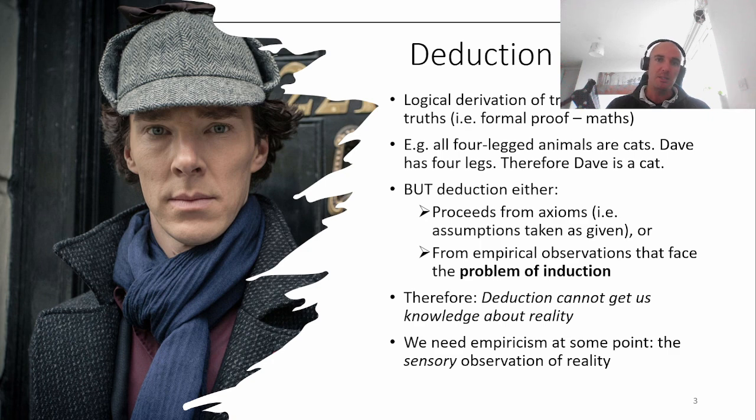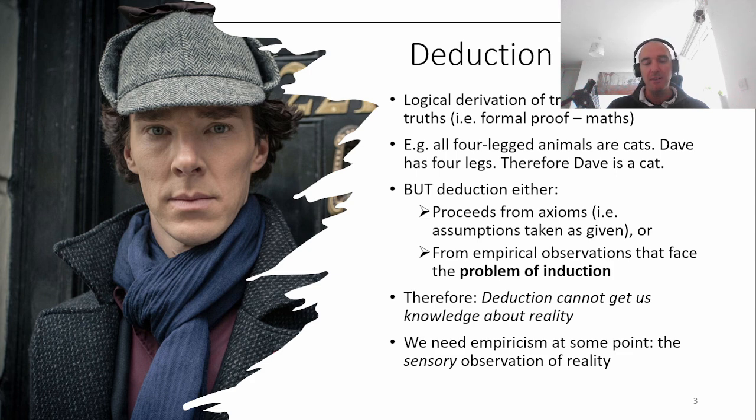So in mathematics, we do deduction. This is when you logically derive truths from other truths through, say, formal proofs. So let's take a very simple syllogism as an example. If we say that all four-legged animals are cats, and we take that as a premise, and then we note that Dave has 4 legs, we can infer from these two statements that Dave is a cat.